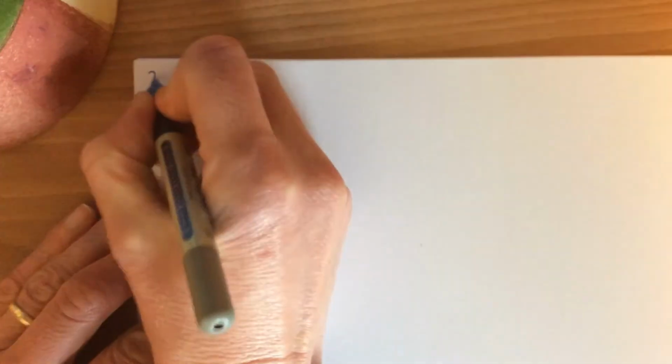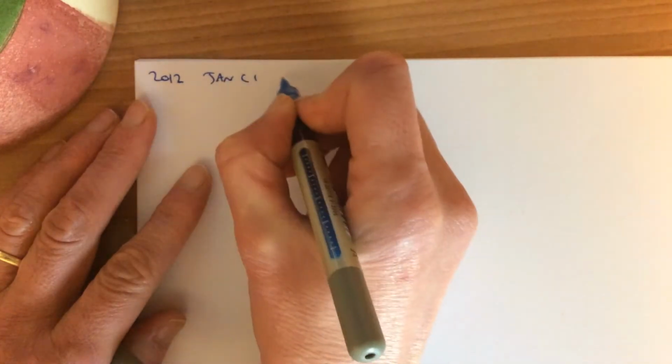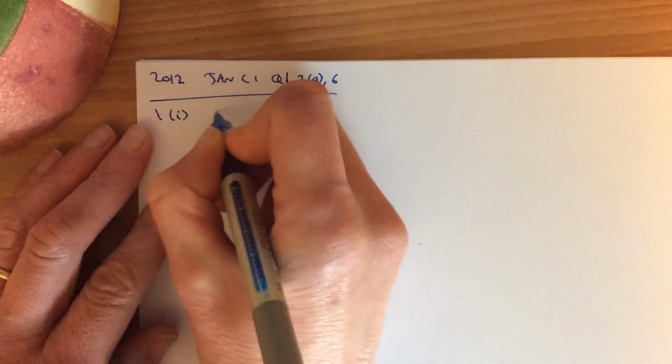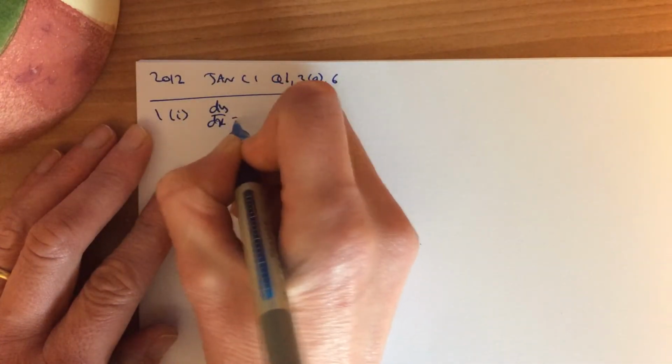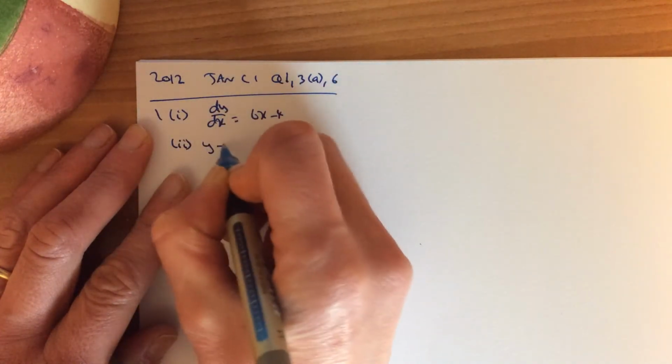Okay, so we're going to have a look at 2012, and it's the January C1 paper, and it's questions 1, 3a and 6. Question 1 is just straightforward differentiating that to give you 6x minus 4. Part 2, equation of a normal.